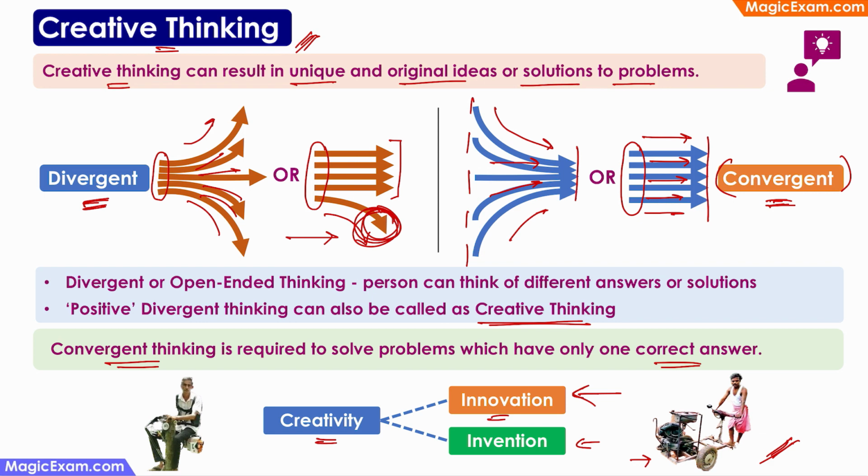Whereas there is another farmer who invented a scooter which can climb trees, and he uses it for climbing coconut trees and arecanut trees to get the coconuts or the arecanuts from the top of the tree. So this is an invention, because there is no such tree climbing scooter anywhere else. So he invented it. Therefore, creativity can be innovation. It can also be an invention. So this is what creative thinking is all about.